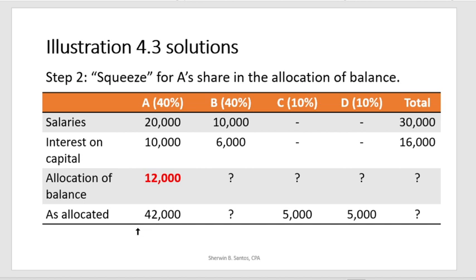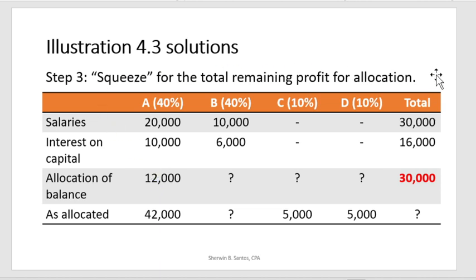So, the rest ay question pa rin ang data. Itong salaries and interest, wala sila kaya naka-blank yan. Wala silang salaries and interest na naka-stipulate. Remember, kapag wala daw naka-stipulate, wala kang ilalagay dyan. Okay. Next. 12,000. Step 3, we squeeze for the total remaining profit for the allocation.